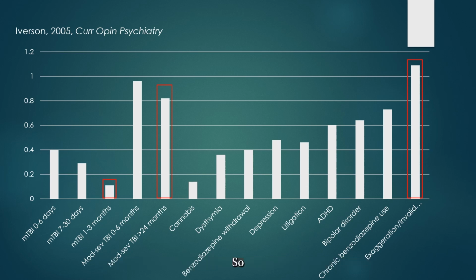So what this tells us is that responding invalidly really does impact the neuropsychological test results. So it's imperative that we take this into consideration before just interpreting the results without these measures.